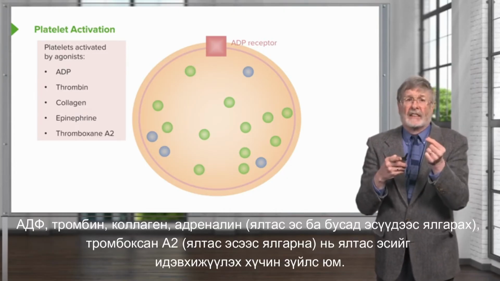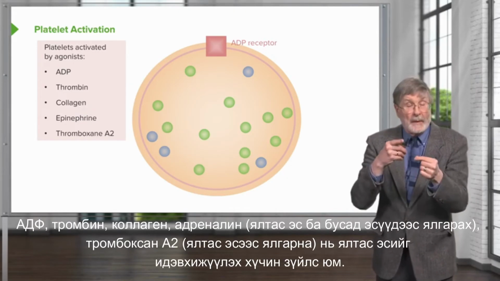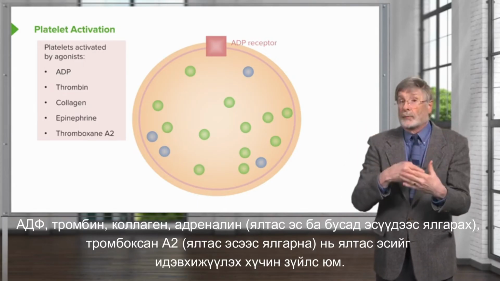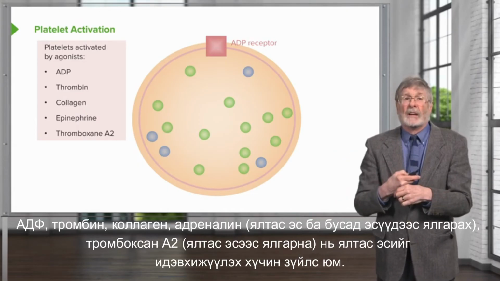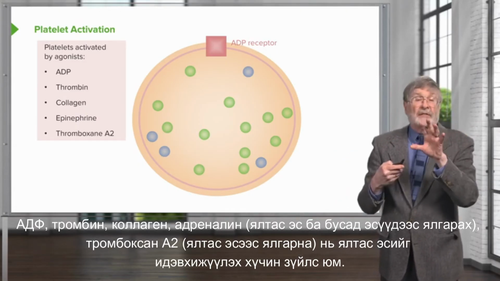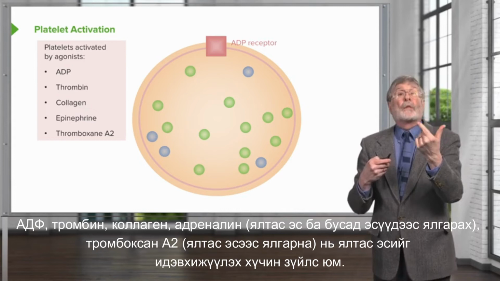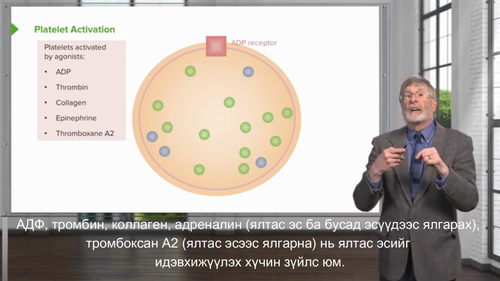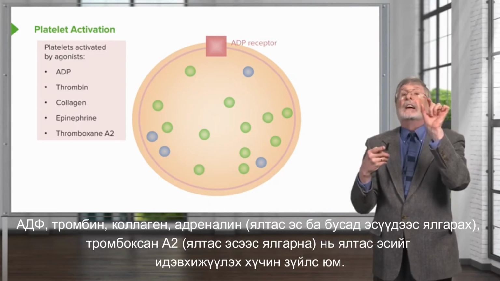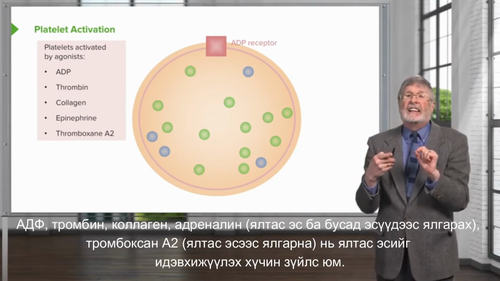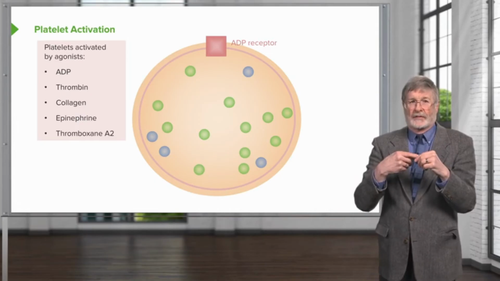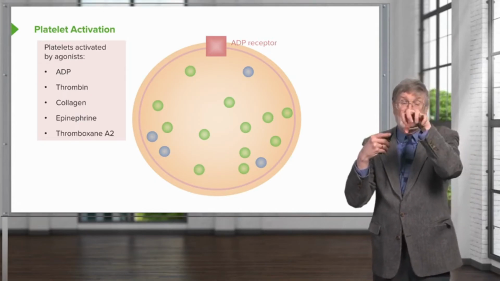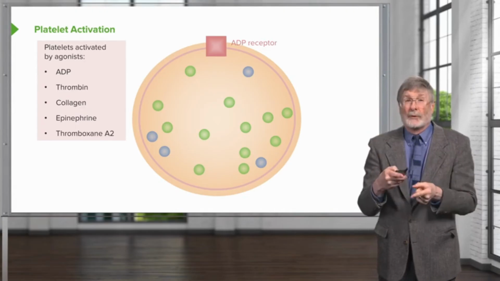So adenosine diphosphate, thrombin, that's going to be made as part of the coagulation cascade, exposed collagen because we've denuded the endothelium, epinephrine released from platelets and other cells, or thromboxane A2 released by platelets are all going to be part of an activation cascade. Now I'm going to show you just the ADP receptor on the surface of platelets that once we activate that by binding adenosine diphosphate will lead to granule release.